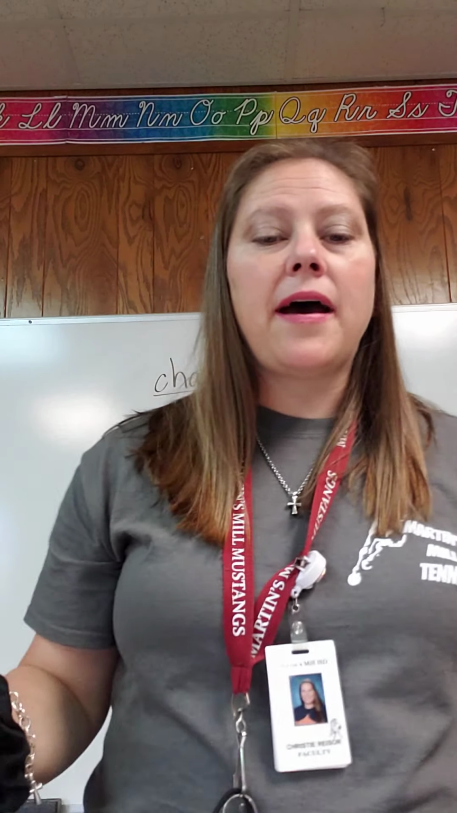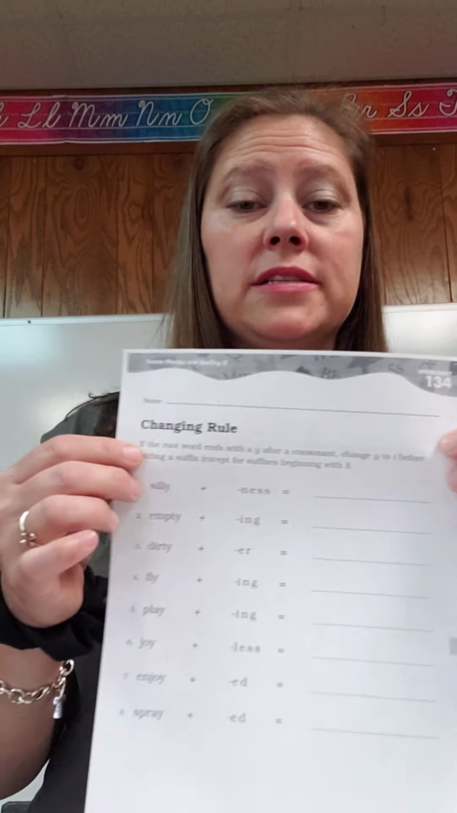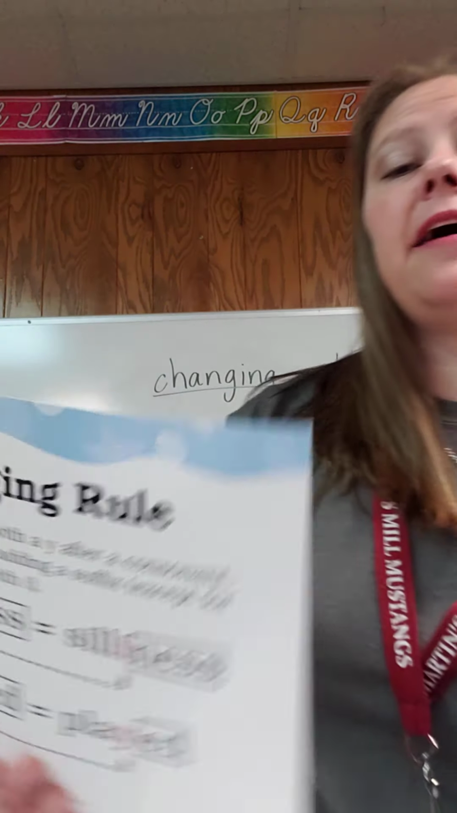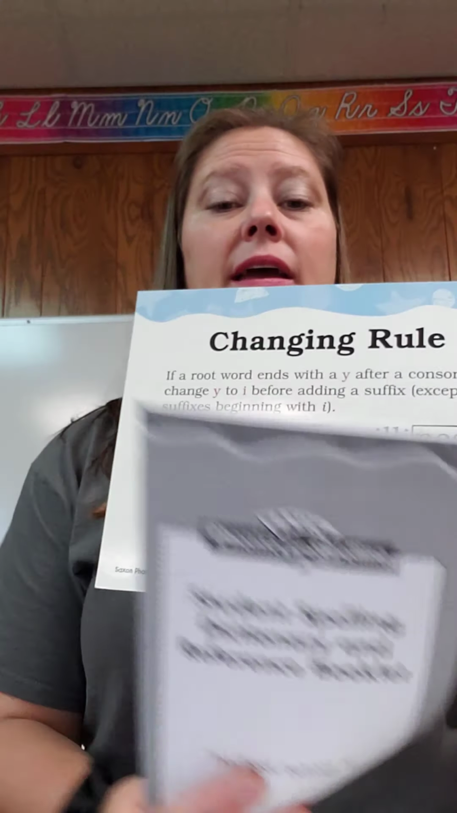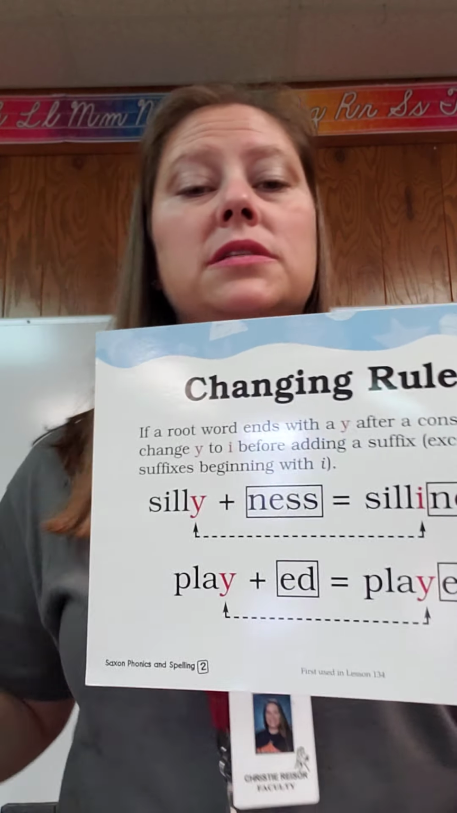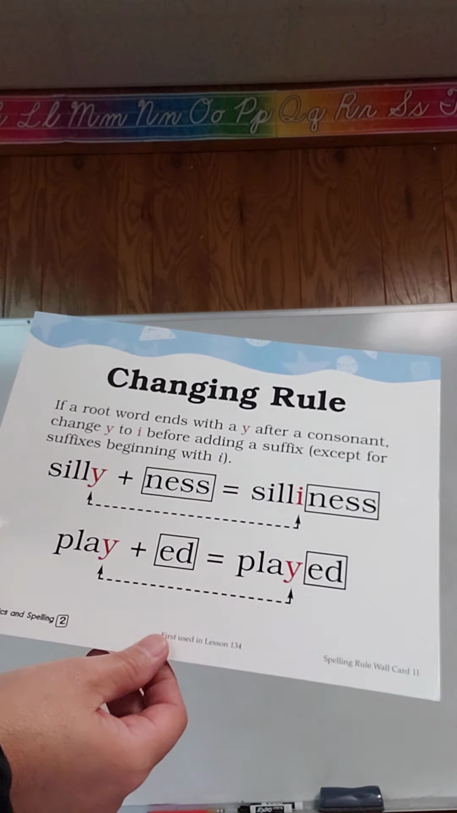Okay, this is week 5, day 4. You're going to be working with worksheet 134 on the front, homework 134 on the back, and this is dealing with a new rule for us called the changing rule. We do have a new wall card for this. Again, keep in mind that your reference booklet will have this wall card in it to help you through this process. But let's take a careful look at what the changing rule wall card says.